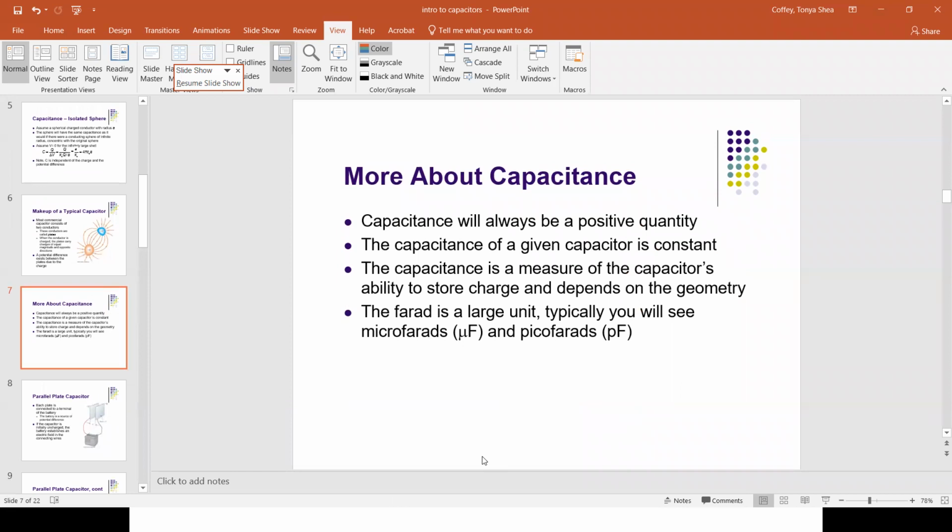Now, the capacitance, since it's going to depend upon the geometry, will always be a positive quantity. Once you set a capacitor up and fix its geometry and give it whatever dielectric you're going to give, more on that later, the capacitance will stay the same. Okay, so the capacitance for any given capacitor is a constant that just depends on the geometry and the configuration. This capacitance is a measure of that capacitor's ability to store charge. And as we said, for most commercial capacitors, you'll have microfarads or picofarads because the farad is a really large unit.